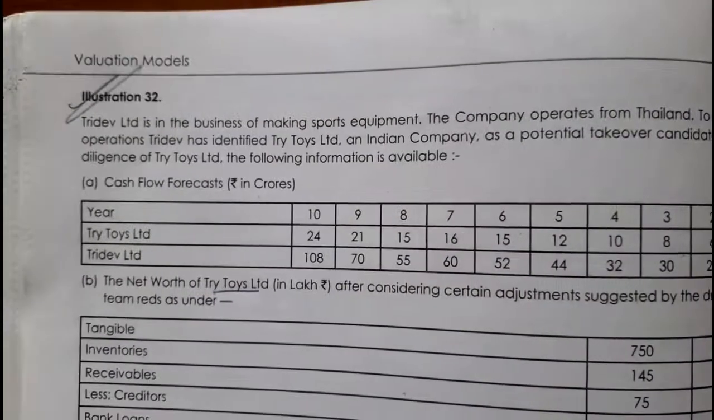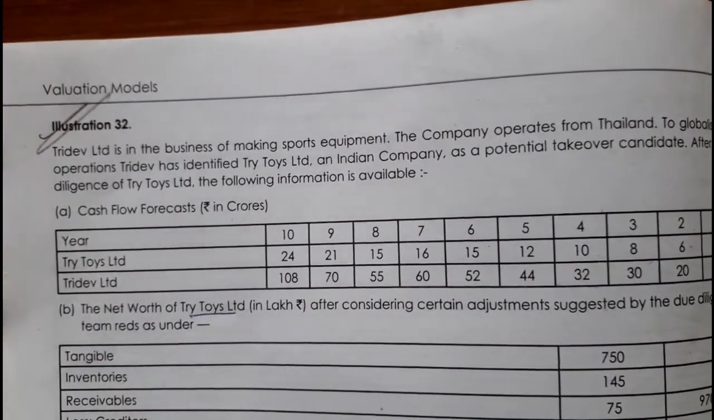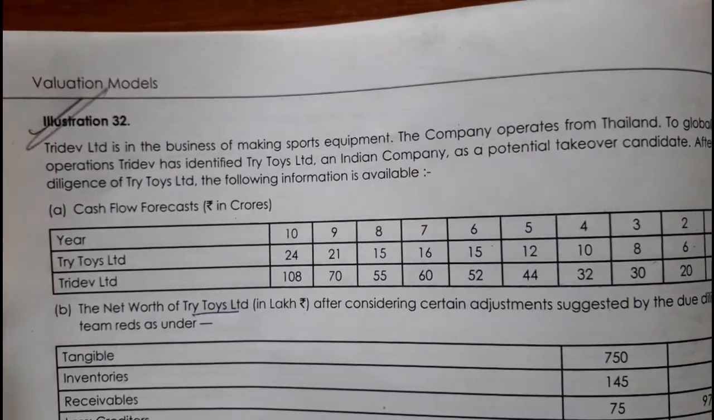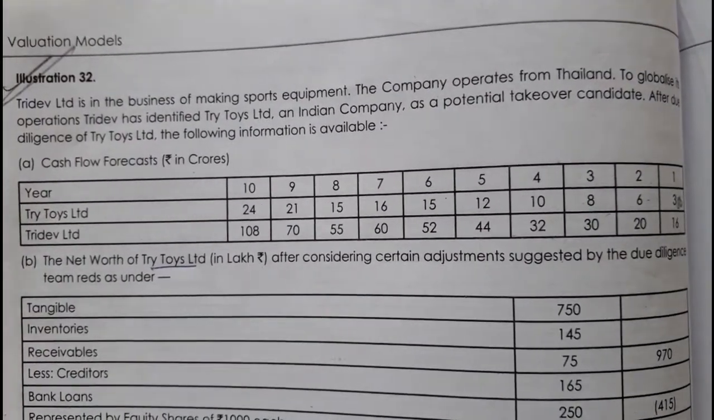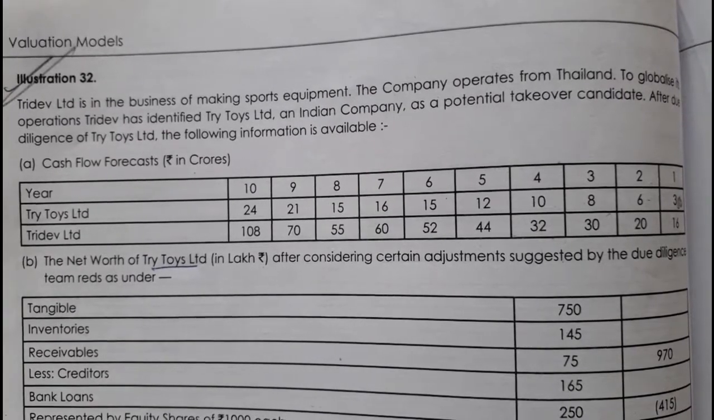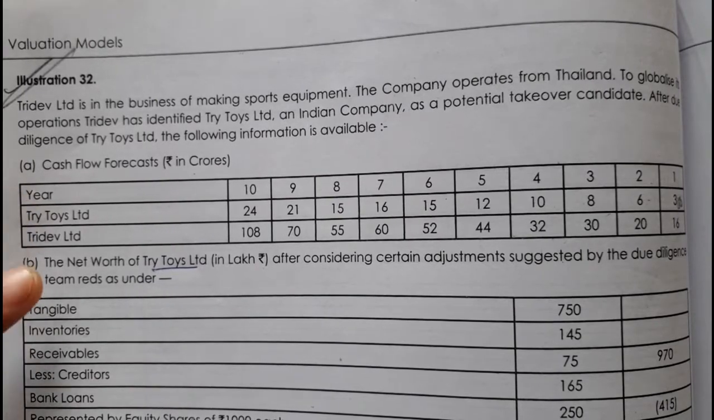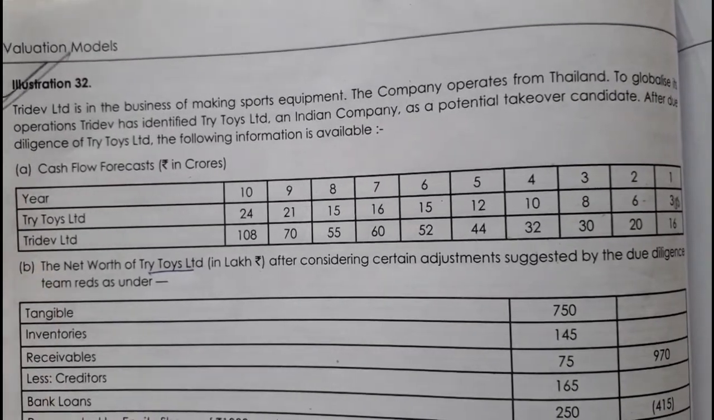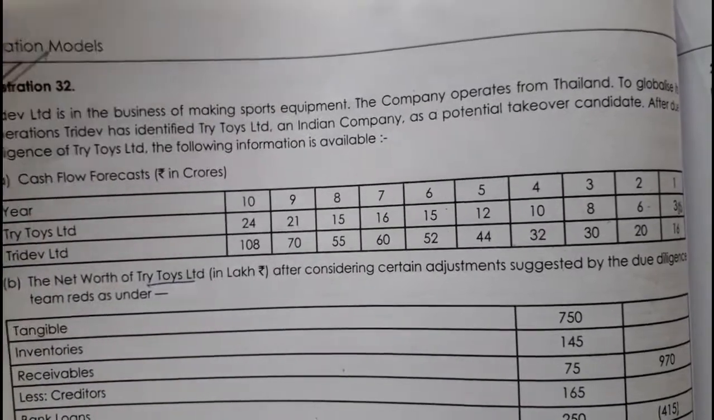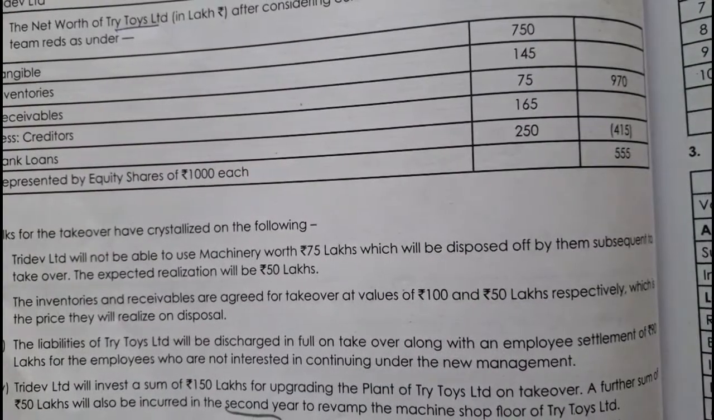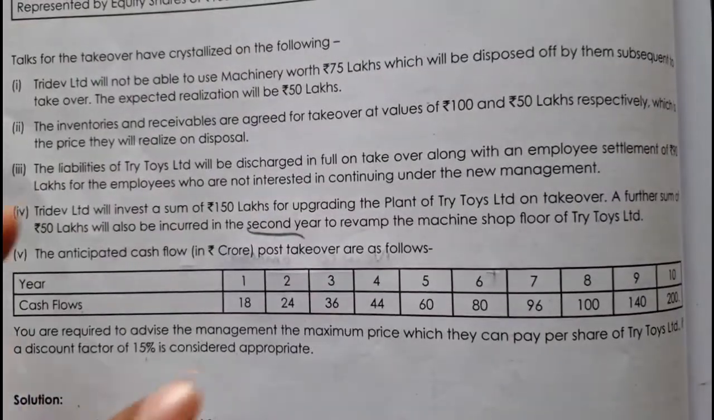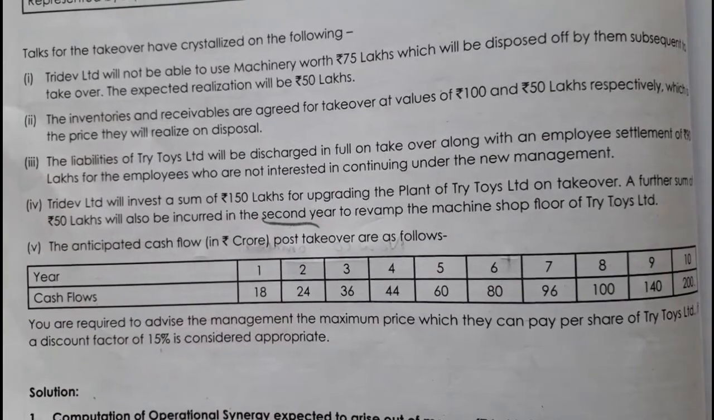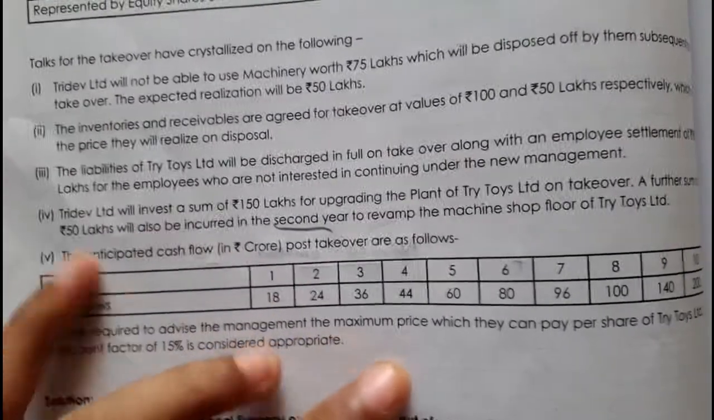Okay. Illustration 32. Tridel Limited is in the business of making sports equipment and the company operates from Thailand, and it has identified Tri Toys Limited, an Indian company, and is going to take over Tri Toys Limited. So the cash flows are given. Tri Toys Limited's cash flow is given. Tridel Limited's cash flows are given. Now net worth is also given. We have to consider a few more adjustments in the cash flows for calculating the value of business. Later, they have provided the anticipated cash flows after takeover.